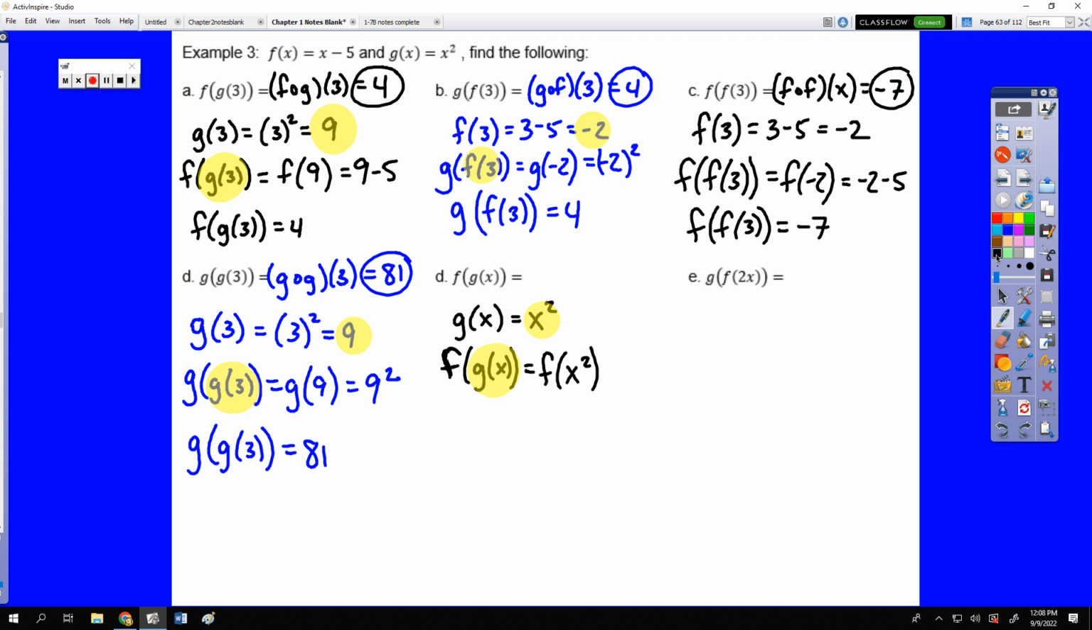What we're supposed to do then is evaluate f where we plug in x squared for x. Well, that would just be x squared minus 5. We can't simplify that, so that would be our answer. Okay? Now, remember, that could still be written in the other notation. That could be written as f of g of x would be x squared minus 5.